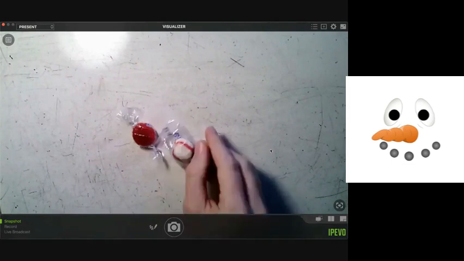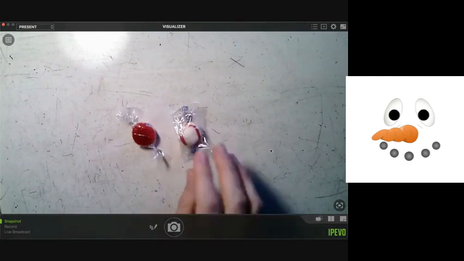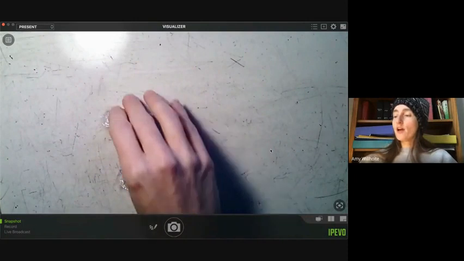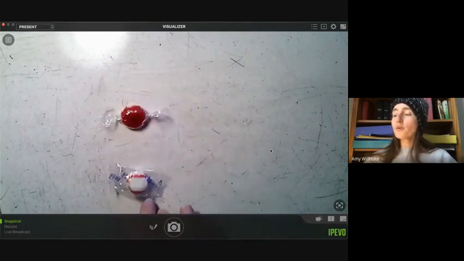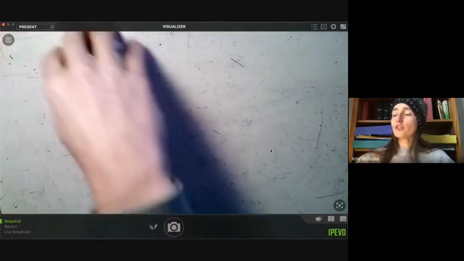One has stripes and one doesn't. Sure. Okay, one has stripes and one doesn't. So if you were to take this, then you could essentially make a key. So let's see if I can do this.